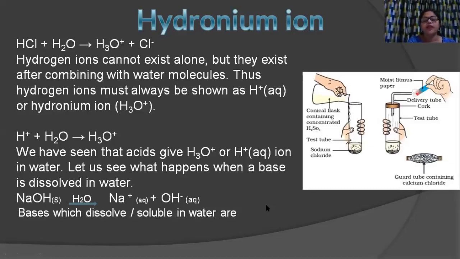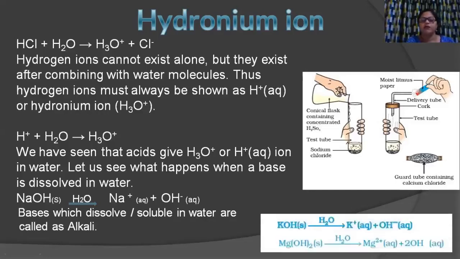Bases which get dissolved or are soluble in water are called alkalis. Some more examples of alkalis are potassium hydroxide. It breaks down to form potassium and hydroxide ions. Magnesium hydroxide breaks down to form magnesium ion and hydroxide ions.